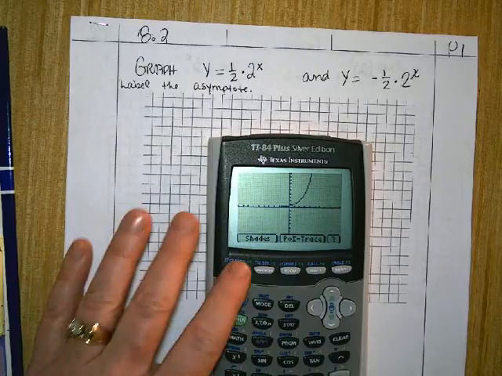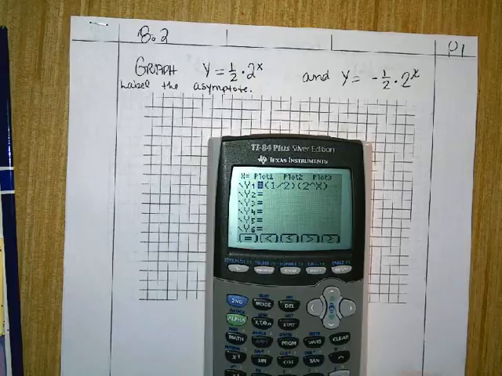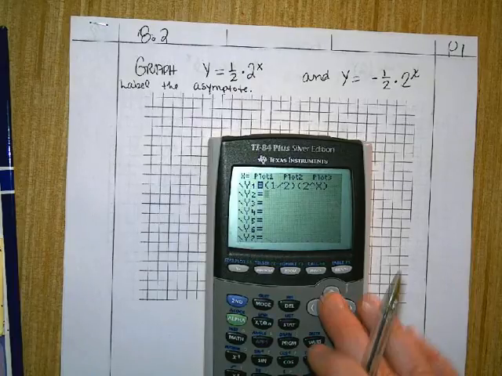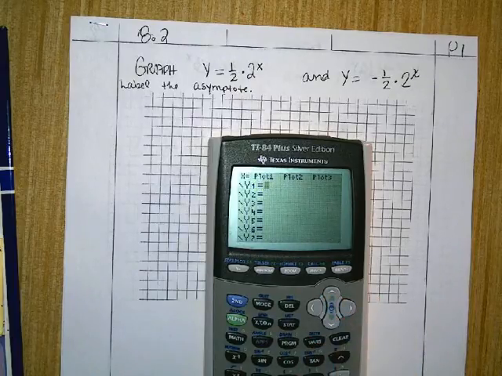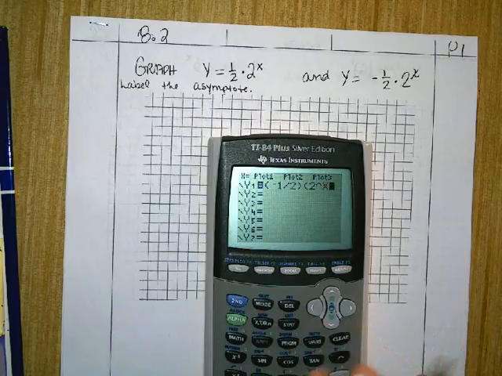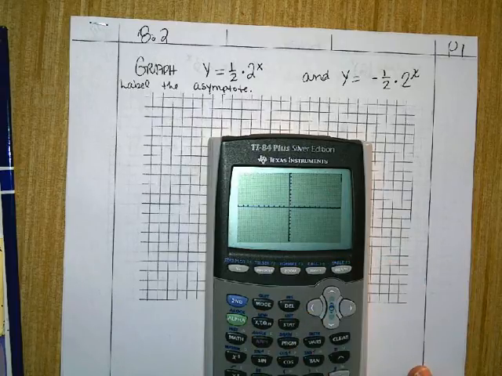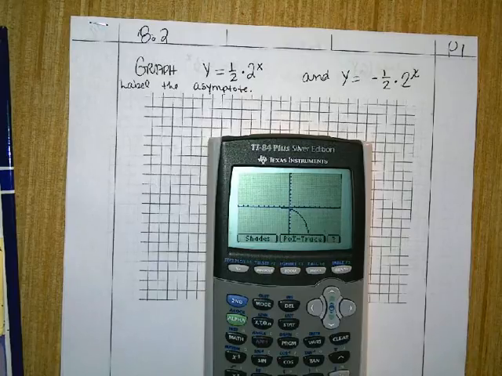Okay, let's go to the next one. It's negative 1/2 times 2 to the x. So what do you think about that one? What's the horizontal asymptote? Y equals 0. What did it do when you put the negative in there? It's upside down. It flipped it across the line where y equals 0. Flipped it across the asymptote.